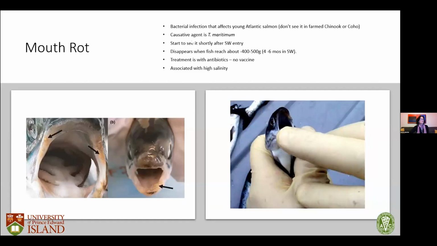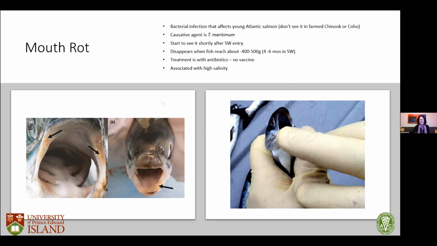So I wanted to show you, this is mouth rot. Again, it's caused by Tenacibaculum, a bacteria. Often what you see is simply this yellow plaque in the smolt's jaw, and you get some ulcerations. So you can see it's fairly minor, but it can kill the fish. I usually call it a childhood disease, because you see it shortly after the fish have been entered in seawater, and then it disappears after the fish are about 400 to 500 grams. There is no vaccine, but we do treat it with antibiotics.